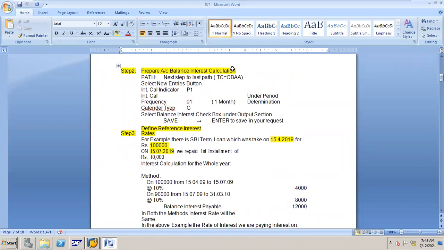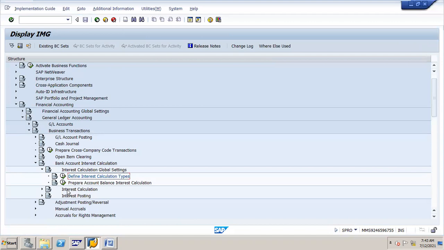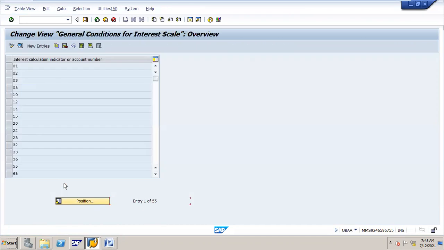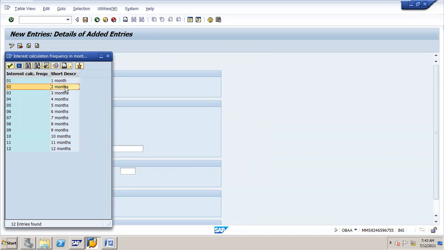prepare account balance interest calculation. The same path, just go back here, prepare account balance interest calculation. Here what I do, select new entries. What is the interest indicator I just created? JA, right? First I just created JA. For that indicator, I am going to assign how frequently you want to calculate the interest. Yes, I want to run the calculation on a monthly basis or once in 2 months, whatever your client requirement, you have to do this.